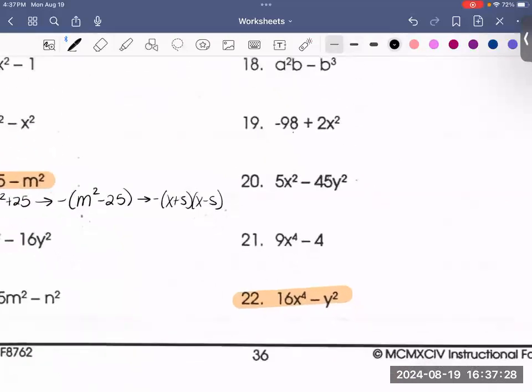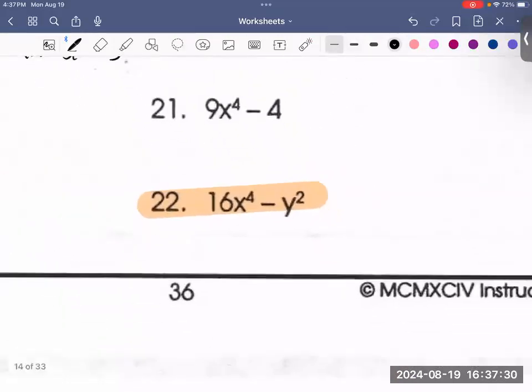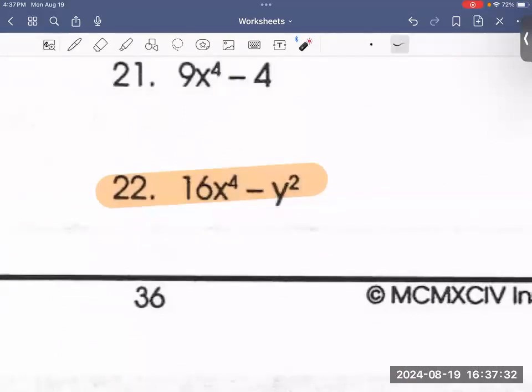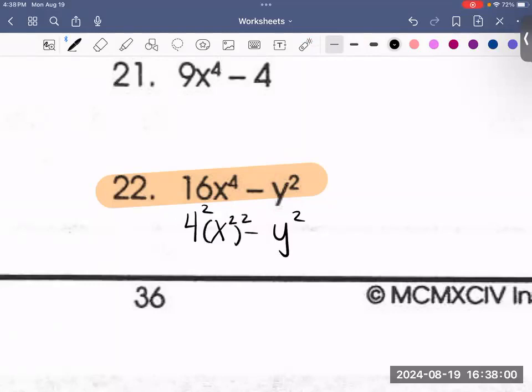All right, let's do another one. Let's do this one. So you have 16x to the 4th minus y squared. Now your first thought might be, okay, this isn't actually squared, so it doesn't fit that category, even though we have 4 squared and you have a minus sign and your y is squared. But based on your properties of exponents, we could actually rewrite x to the 4th as x squared all squared.